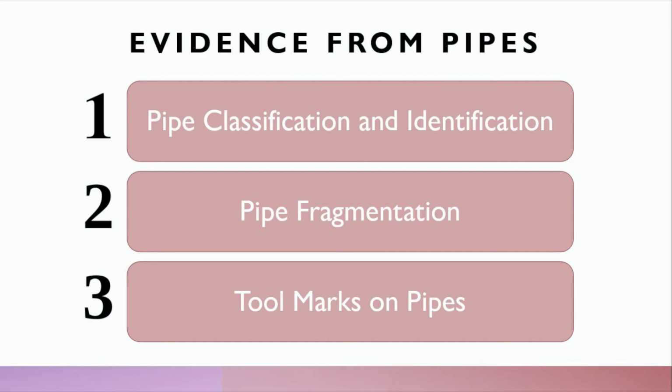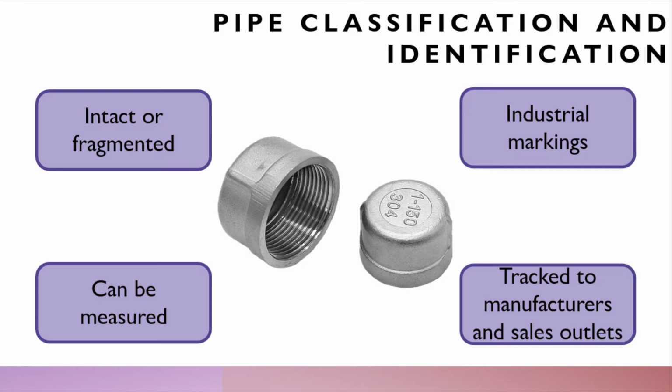However, in addition to the physical evidence recovered from the pipe, the pipes themselves can provide a lot of valuable information. There are three types of evidence that we can get from the pipes, which are the pipe classification and identification, pipe fragmentation, and tool marks on pipe. For pipe classification and identification, the picture in this slide shows the end cap of a pipe. So basically, from the pipe and also the end cap, we can identify whether it is still intact or fragmented.